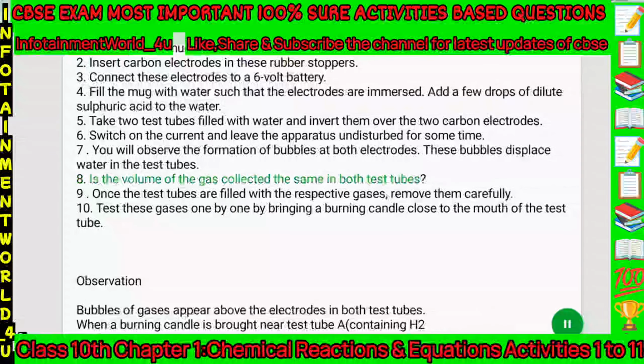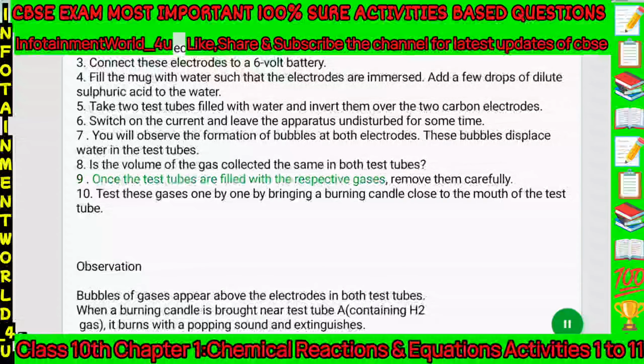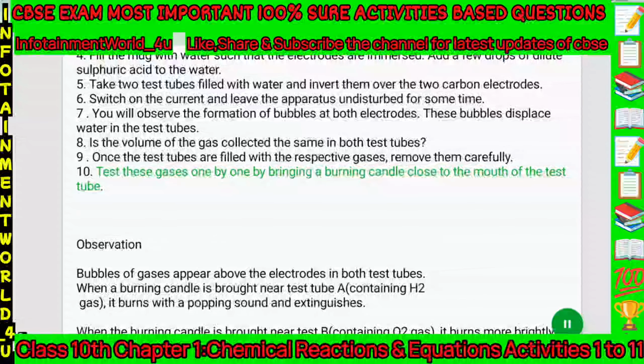8. Is the volume of the gas collected the same in both test tubes? 9. Once the test tubes are filled with the respective gases, remove them carefully. 10. Test these gases one by one by bringing a burning candle close to the mouth of the test tube.